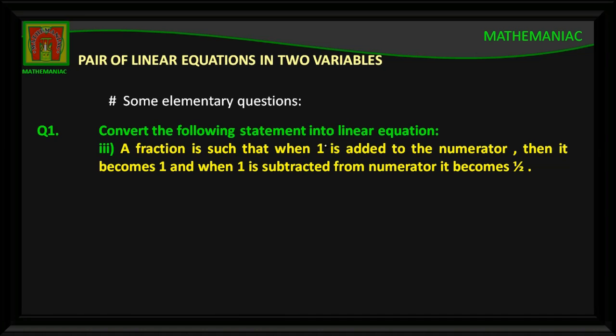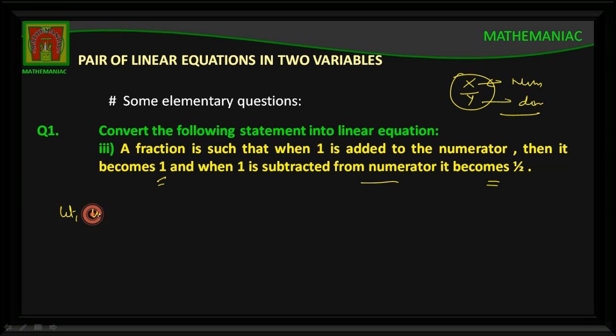A fraction is such that when 1 is added to the numerator, it becomes 1. And when 1 is subtracted from the numerator, it becomes half. Then you have to write the equation. First of all, just try to imagine how a fraction looks. A fraction will always be in this form. This is known as the numerator and this is known as the denominator. Each of you knows that, right? So first of all we have to fix these two.